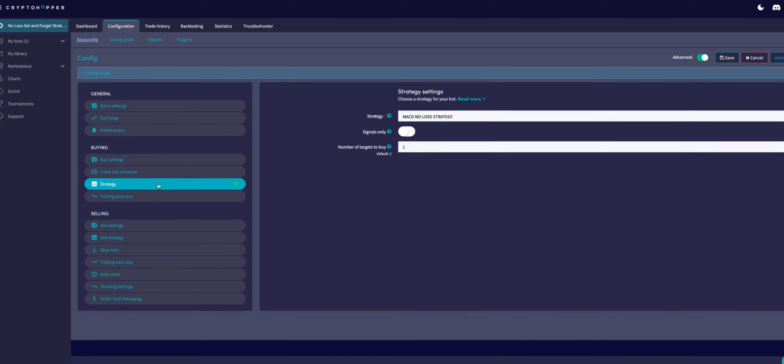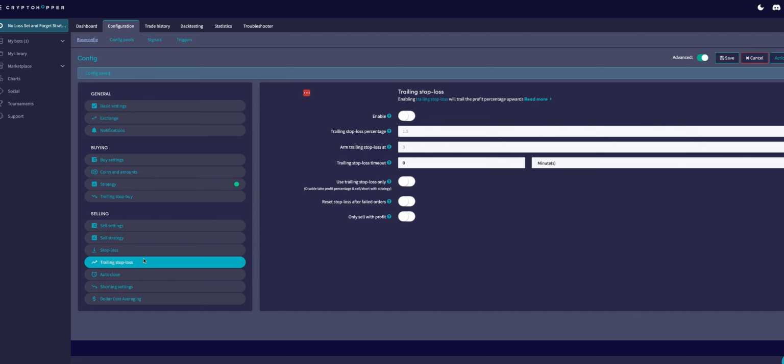The other settings that we're going to need to adjust here are going to be the trailing stop loss. So we don't need to actually adjust any sell settings or sell strategy because we're going to be using trailing stop loss only. So we'll enable this. Our trailing stop loss percentage is going to be 0.5. So that means if the token moves down by 5.5%, we're going to be executing our sell. And we're going to arm this whenever the token crosses 4.25%.